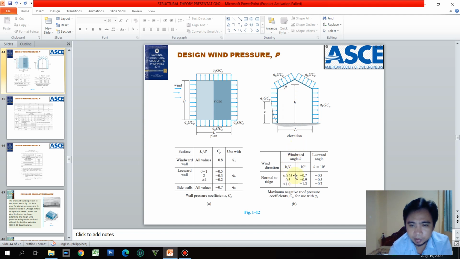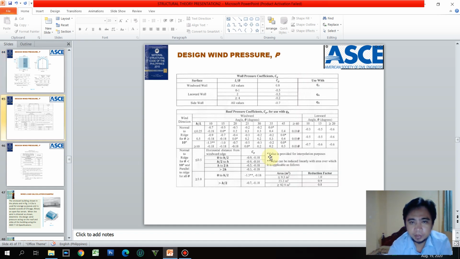So doing that, just investigate the value of H over L. If it is less than 0.25, then negative 0.7 is our factor. If it is 0.5, negative 0.9. If it is greater than 1, negative 1.3. Okay, for the leeward angle, these are the factors.